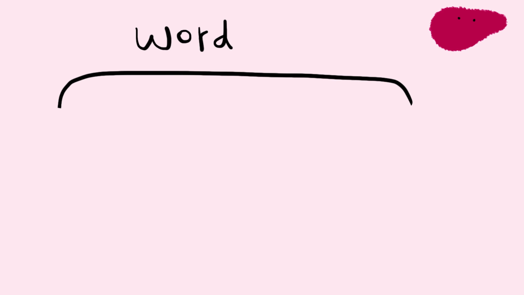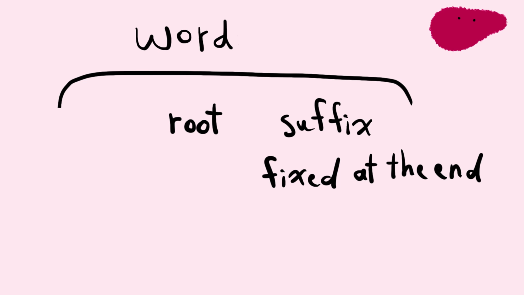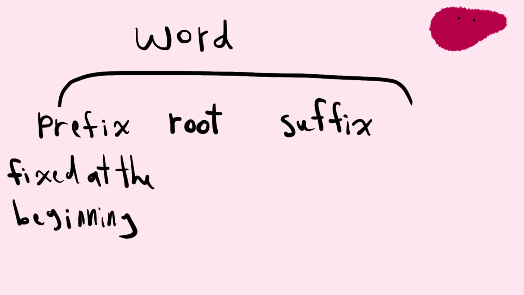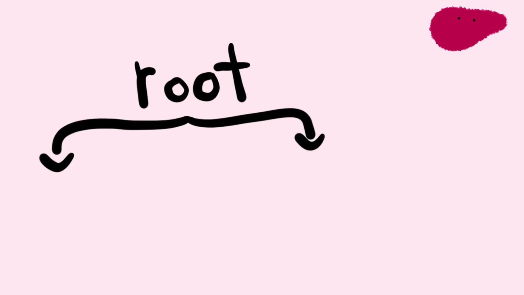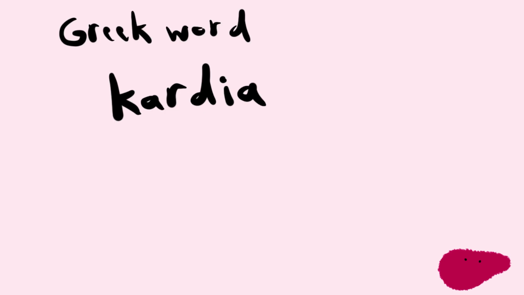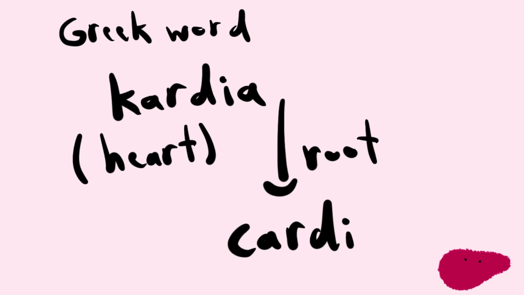A word may be constructed from a word root, which gives the primary meaning of the word, a suffix that is used to modify the word root and is fixed at the end, and a prefix which is also used to modify the word root and is fixed at the beginning of a word. Roots in terminology are based on these two languages, Latin and Greek, and are meant to be used in combinations. For example, the word cardia. In Greek, it means heart, and it gives the root cardi.